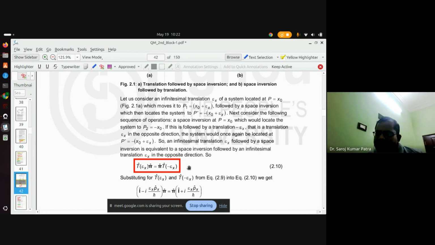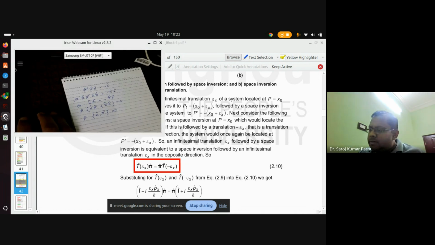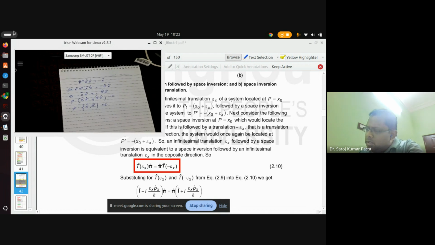Let me do a little bit of math here. If I operate pi, then the system will go from x, y, z to minus x, minus y, minus z, right? And after that I operated T next, so what will happen? So minus x plus epsilon x, and minus y, minus z, right? That is what is happening.